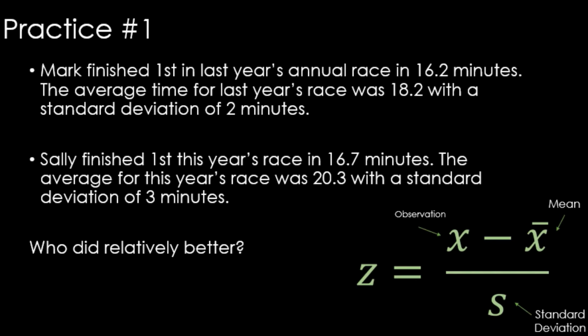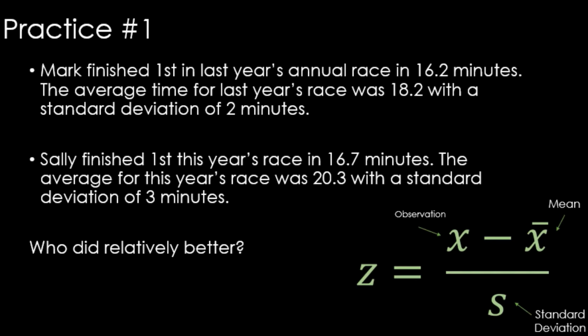Who did relatively better? Okay, first off, notice the phrase relatively in this question. They aren't asking who had the fastest time, they are asking who had the fastest time relative to other runners in their race. Because of this, in order to answer this question, we need to find the z-scores for Mark and Sally. Recall that the z-score formula is observation minus mean divided by standard deviation. First, let's find each of these values for each runner.